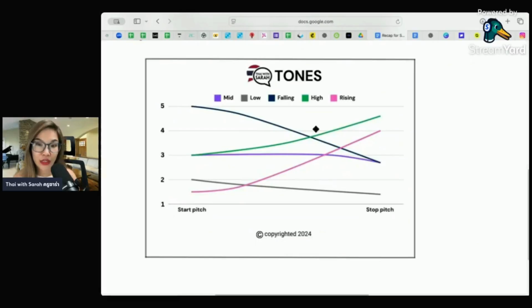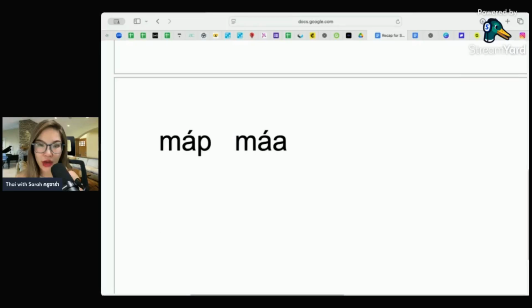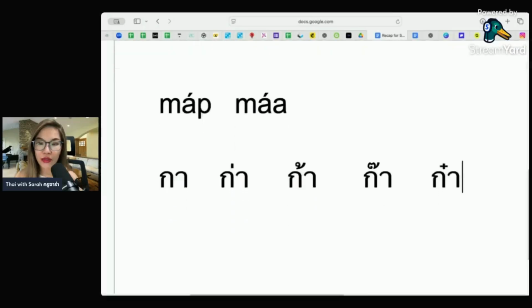Now, if you have learned Thai script already, you can maybe add the consonant here. For example, you can use ga, ga, ga. This is the one if you already learned Thai script. You can do ga, ga, ga, falling, and then high and rising here. So like I said, you want to do three tones first until you feel comfortable with these three.